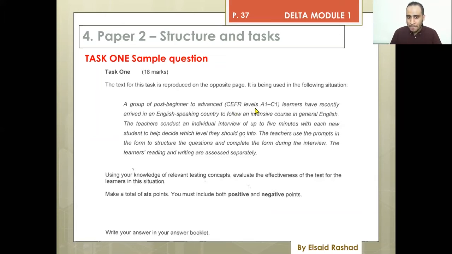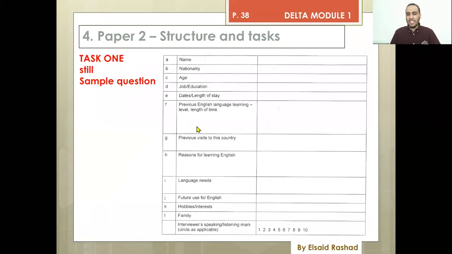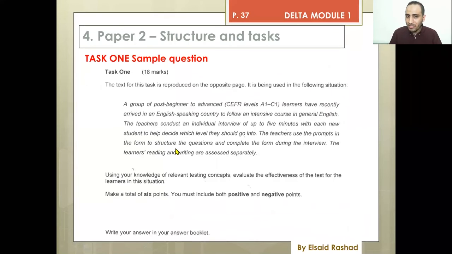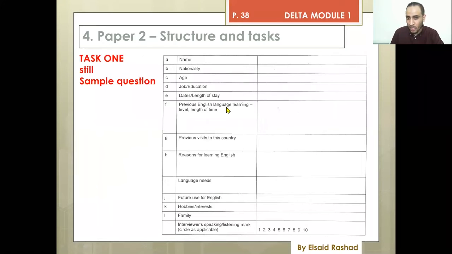The level is here, and here is a hint about the exam. That's the paper, the exam paper or the test paper. You need to analyze. You need to think about this description and then provide 6 points, positives and negatives. So they tell you that this is a post-beginner level learner and they want to learn general English because they arrived in an English-speaking country. Okay. They describe the situation, the purpose of giving this test. And the teacher designed an interview question form, which is this one. And the candidate needs to fill in. What are the positives? What are the negatives?